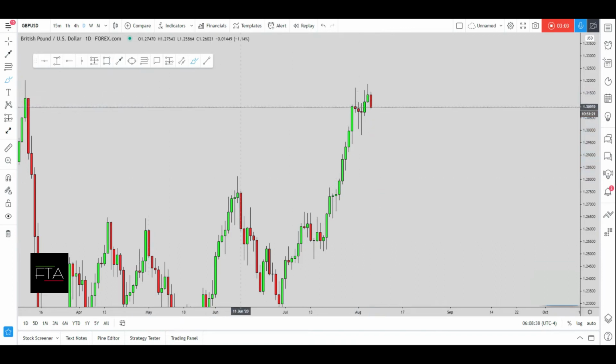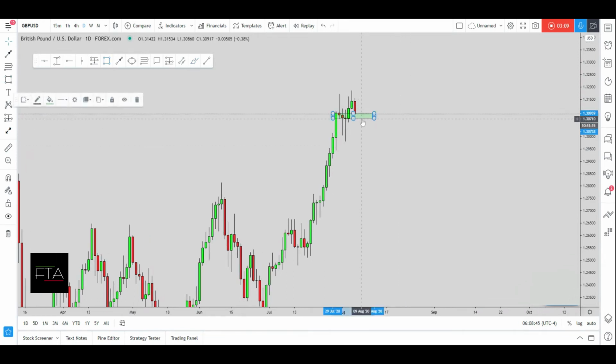However, can we take immediately a short? No. For which reason? Because at the moment the market is still above this daily support.